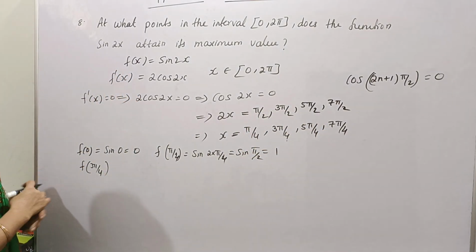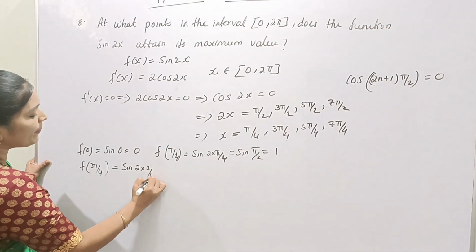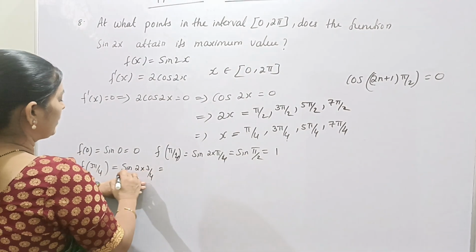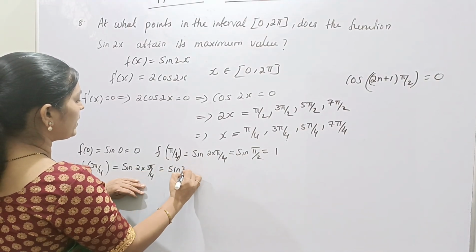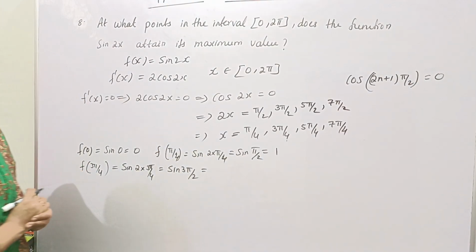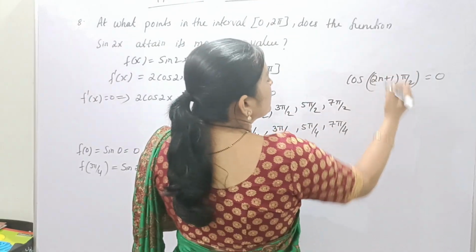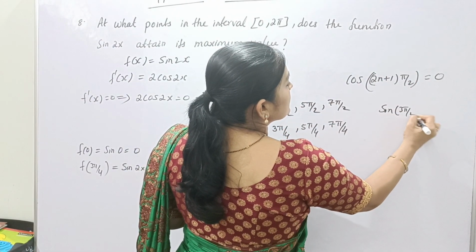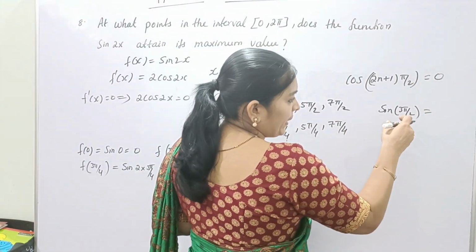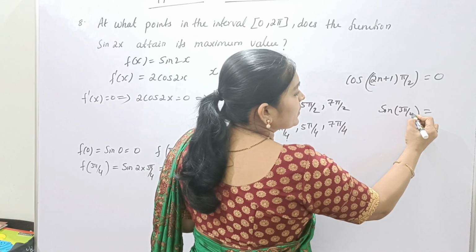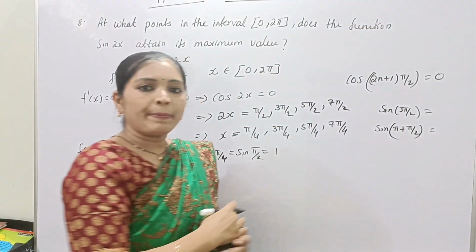Okay. So next we will find f of 3 pi by 4. That is equal to sin 2 into 3 pi by 4, which is sin 3 pi by 2. So what is sin 3 pi by 2? We know that sin pi by 2 is 1. If you forget this value, then you have to apply this method. Sin 3 pi by 2 is sin of pi plus pi by 2.